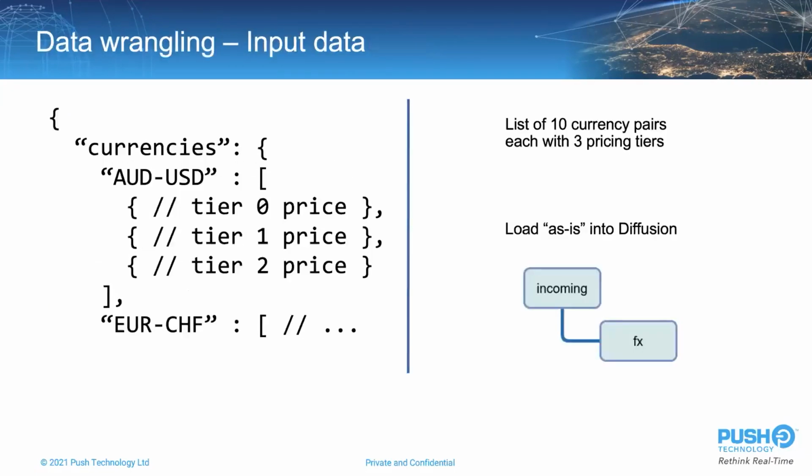So a little bit around what data we'll be using for the demo today. We are using FX data. It's JSON, as we can see, and it contains an array of 10 currency pairs. Each currency pair has an array of 3 prices with increasing spread, so there's tier 0, tier 1, and tier 2. This is our raw data, and we will be loading this into Diffusion just as it is. Then we'll be using topic views to create different views of the data.